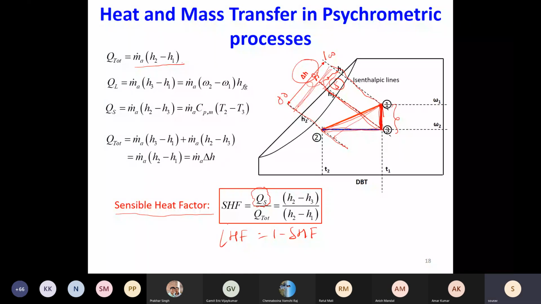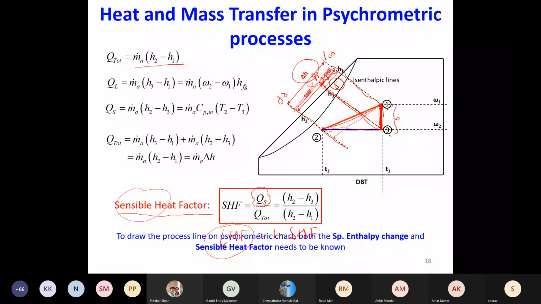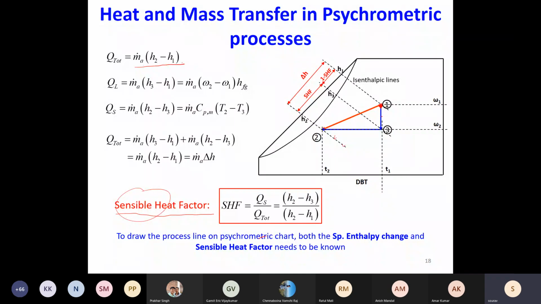Okay, so either you should know the latent heat factor or you should know the sensible heat factor. Now from the chart, it is straight away easy to read the enthalpies. So if you know 20 kilojoules is the total enthalpy change and 5 kilojoules is the latent one, then you can read everything from the chart.